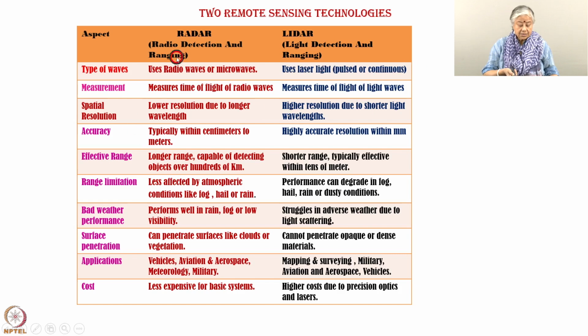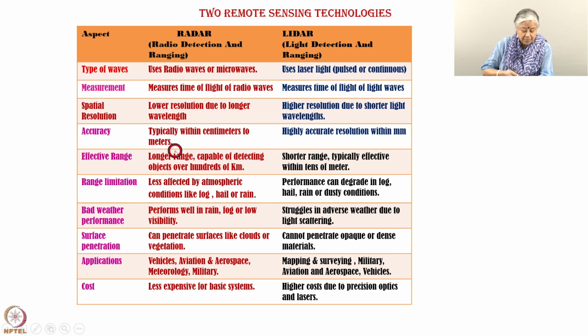Okay. Now, radar measures the time of flight of radio waves, LiDAR measures the time of flight of light waves. This is very obvious. Then radars have lower resolution due to longer wavelengths. Again, this is understandable, while LiDAR has higher resolution due to shorter light waves. So, light waves are shorter in wavelength, so you can focus them to a tiny spot, and the resolution will be better between two particles at a distance. You will be able to resolve them better than in a radar. So, these are the two distinctions between the two.